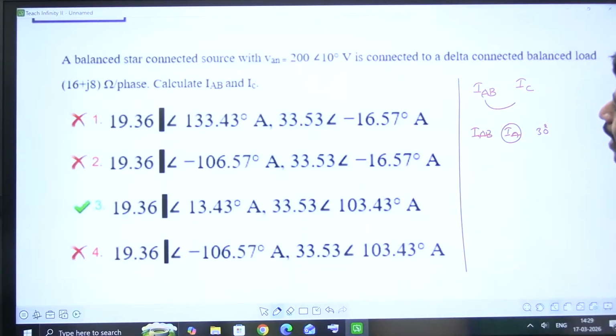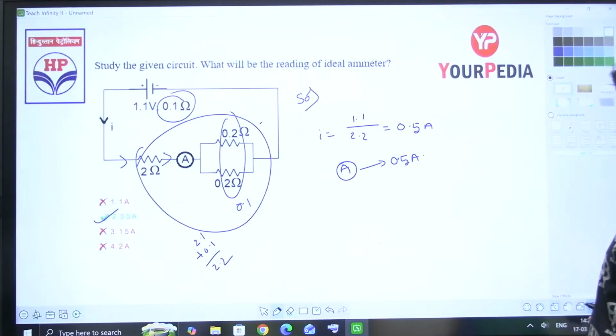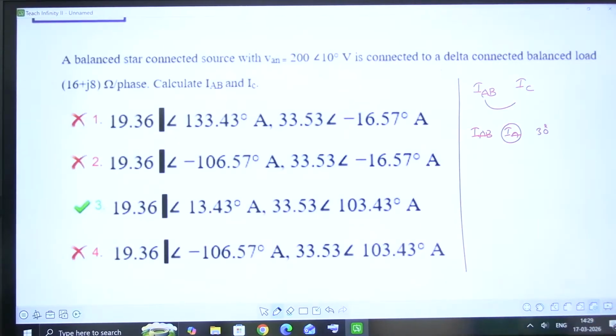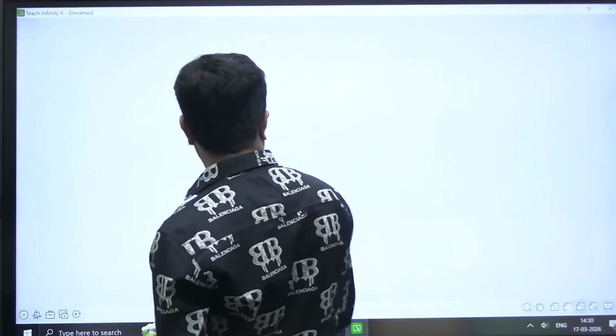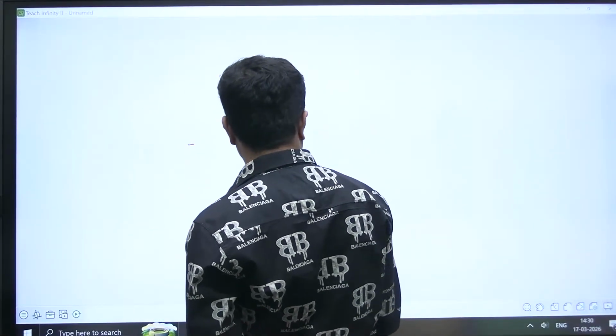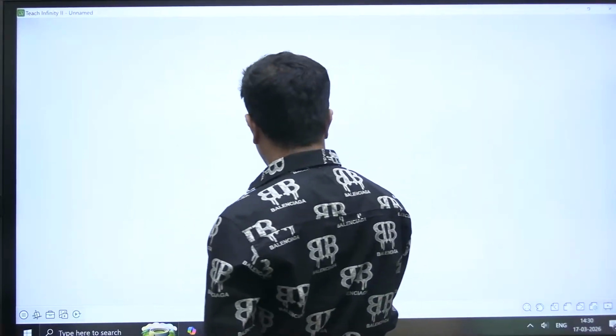A balanced star connected source is connected to a delta connected load. The load is delta connected with 16 plus J8. I'm converting that into star. In star, the impedance will become divided by 3.